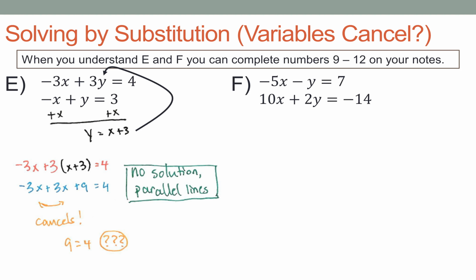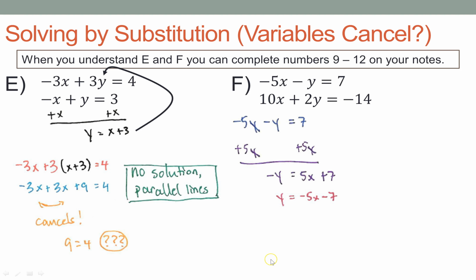Let's take a look. So by now you see that the first equation, negative 5x minus y equals 7. And the second equation, 10x plus 2y equals negative 14. Wait a second. Okay, the first equation, add 5x to each side. That gives me negative y equals positive 5x plus 7. That negative means I can divide or multiply everything times negative 1. Or, if you prefer, change all the signs. So y is equal to negative 5x minus 7.